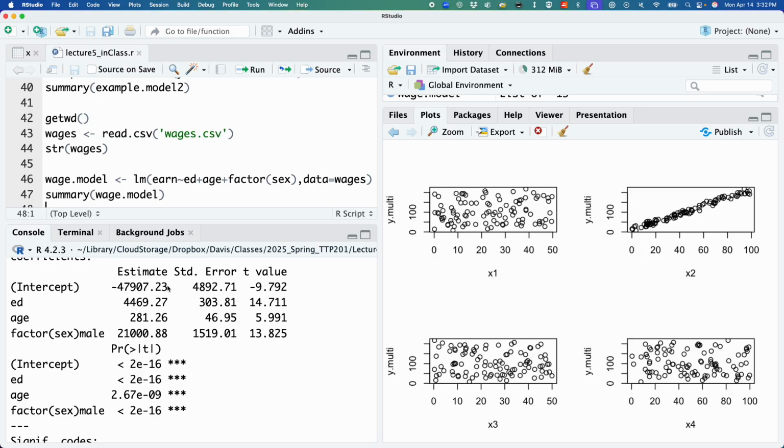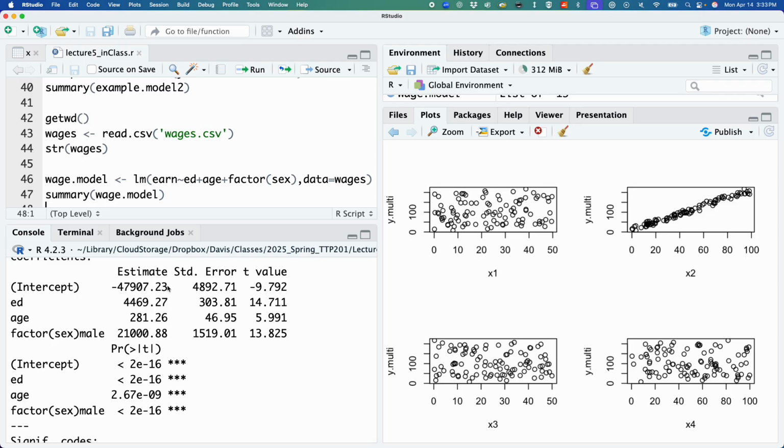But yeah, so let's say that you are 20 years old with 10 years of education. So 20 times 280, that's what, 5,600. 10 years of education, 44,000. So 5.6 thousand plus 44,000. So about 50K. So at 20 years old with 10 years of education, you'd make 50K.